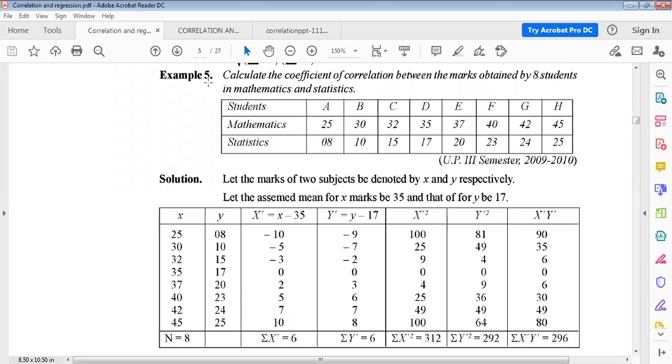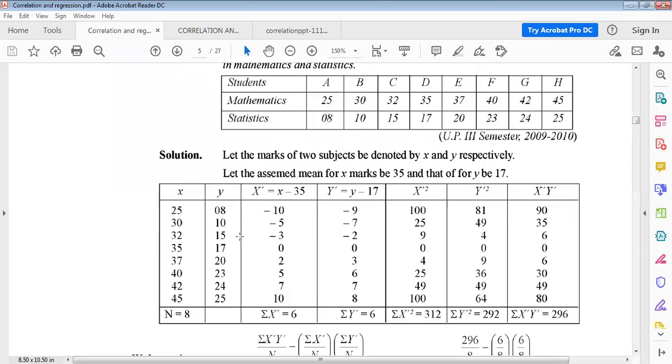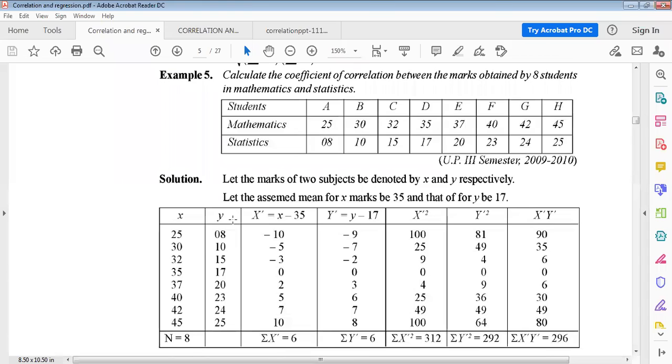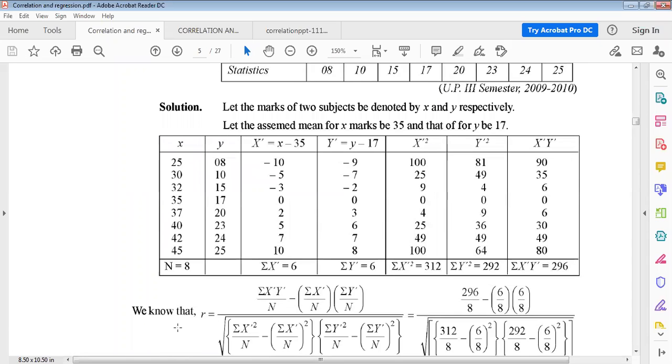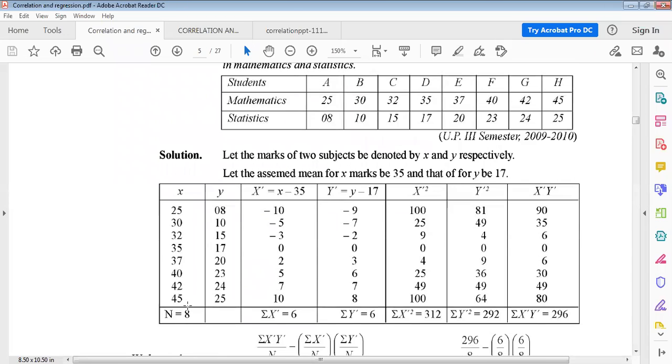Similarly, you can solve example 5. These are the mathematics marks and statistics marks of 8 students. Using a similar method, we can find Karl Pearson's correlation coefficient r value. Actually, it is a little bit different. Let the marks of the two subjects be denoted by x and y; this is the x column, mathematics marks, and this is the statistics marks column.